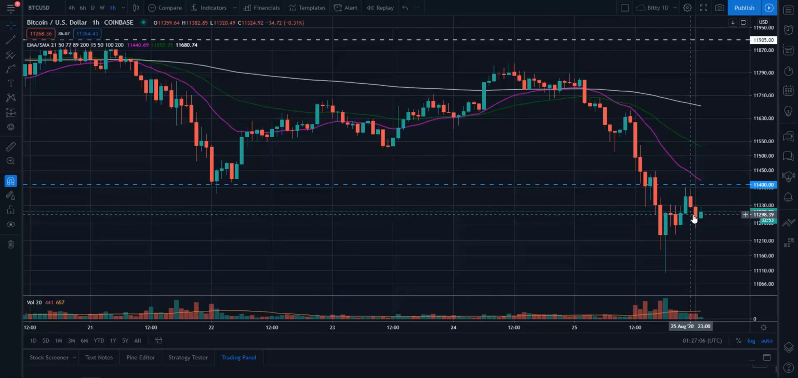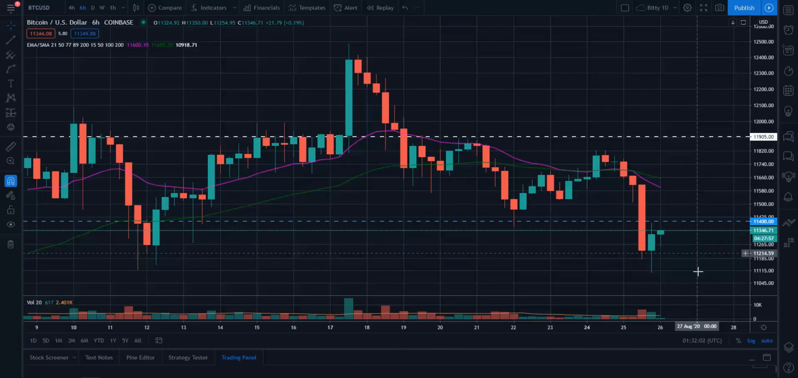I personally would not expect this to last for too much longer. I feel like either we're going to break down further, or I'd expect us to regain this range between 11,400 and 11,905. But that's just what I'm seeing here. We'll see how the next few days play out.